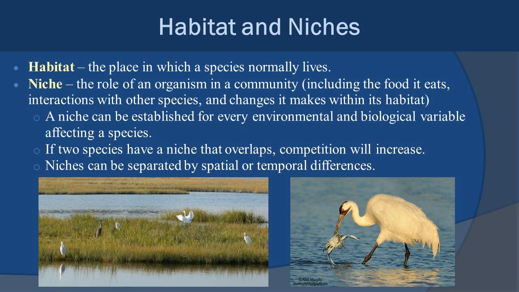For example, we have a water bird here that's going after crabs. Okay, so it lives in a marsh habitat. It feeds off of crab populations, so it's interacting with that population. Those are all aspects of its niche. You can establish a niche basically for every biological variable that affects a species. When you have niches that overlap, you generally have competition for similar resources. This can lead to separation of niches through spatial or temporal differences between species.